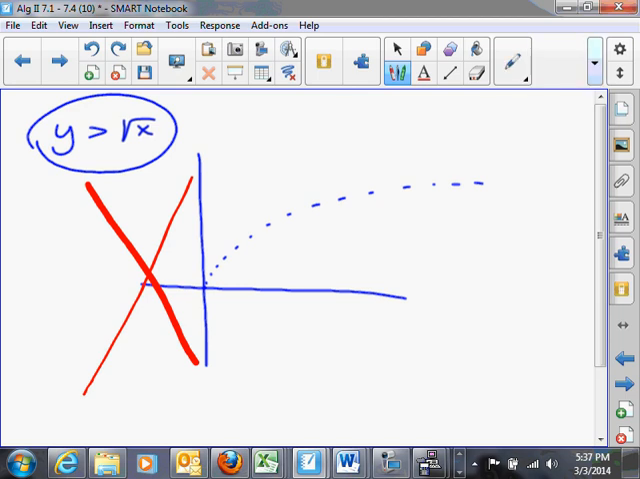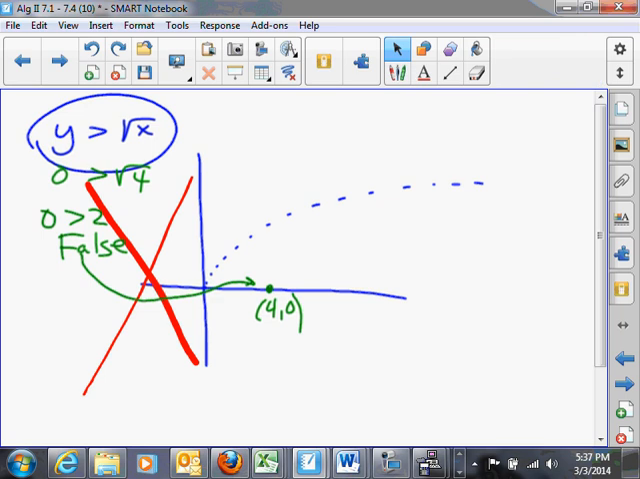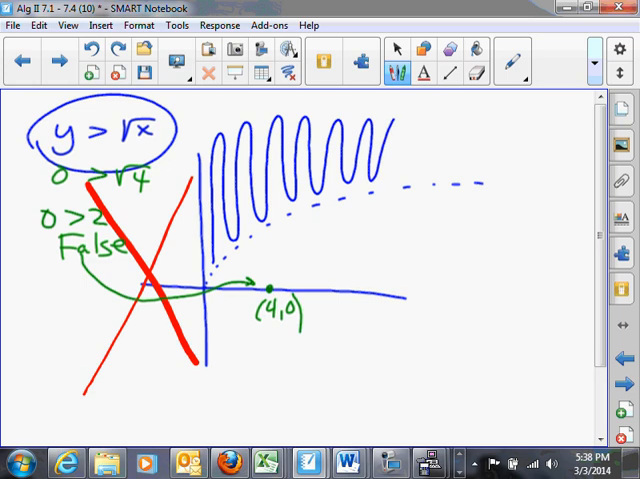Now, remember, the way we did this ordinarily we would pick a point that's not on the curve. And perhaps an easy one to choose here would be the point 4, 0. And we put the x and y's in. So we get 0 is greater than the square root of 4. Well, that's 0 is greater than 2, and that's not true. So we don't want the side that contains that point. That means we want the other side. So we will shade above the curve on this one. And that's basically how you do inequalities.